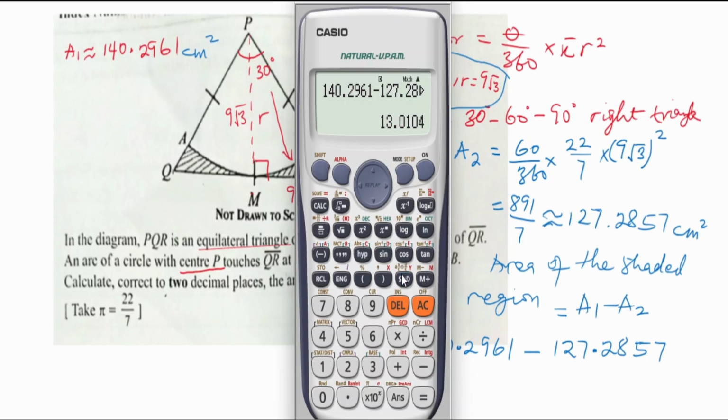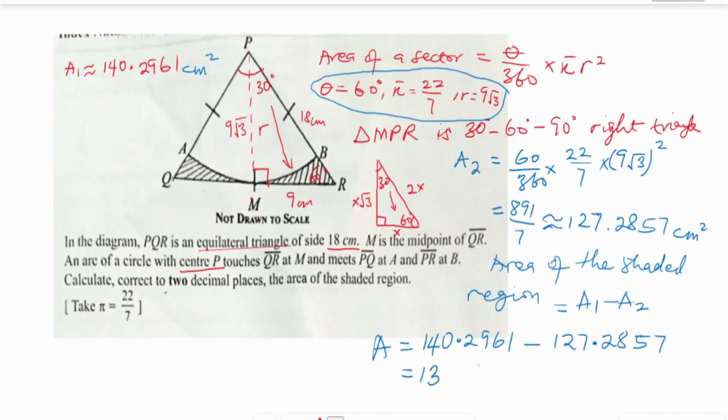Which in decimals will be 13.0104. And the question says we should round this to 2 decimal places. So that will be approximately 13.01 square centimeters.